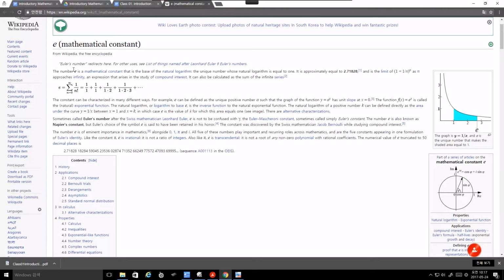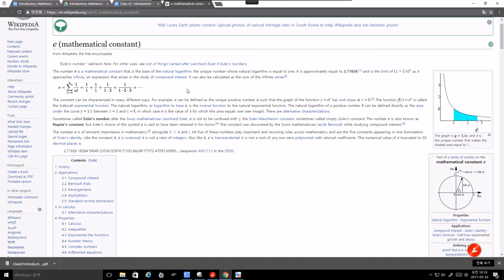Now the number E is a mathematical constant that is the base of the natural logarithm. We will learn what is natural logarithm shortly. The unique number whose natural logarithm is equal to 1. Now the E, this number, is approximately equal to 2.71828 and forever. And is the limit of (1 plus 1 over n) to the power of n. So we have a definition of E.